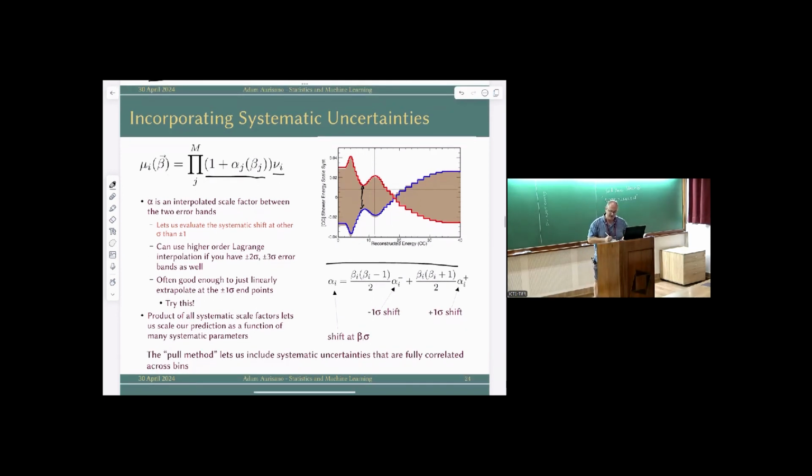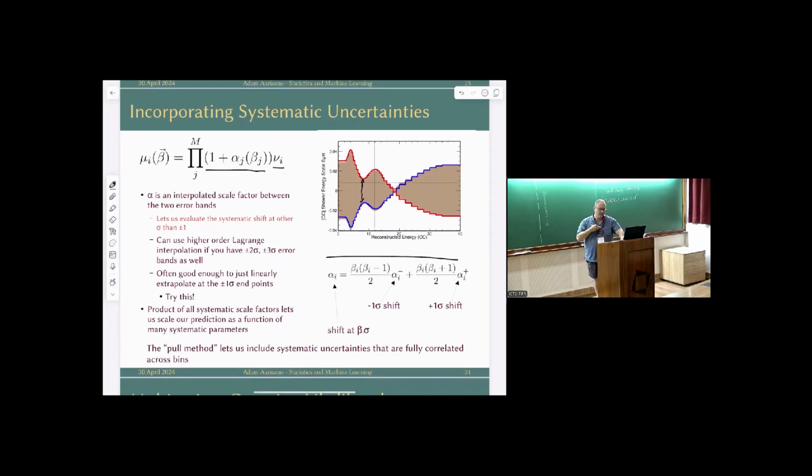You can also extend this formula by doing a linear extrapolation for beta greater than 1 and less than -1, which is an exercise that you should probably just try doing. You can also do higher order Lagrange interpolations if you have 2 sigma error bands and 3 sigma error bands. In practice, you shouldn't really need those, because if you've gone much further than 1 sigma, you've probably pulled hard enough that your models are not working well.